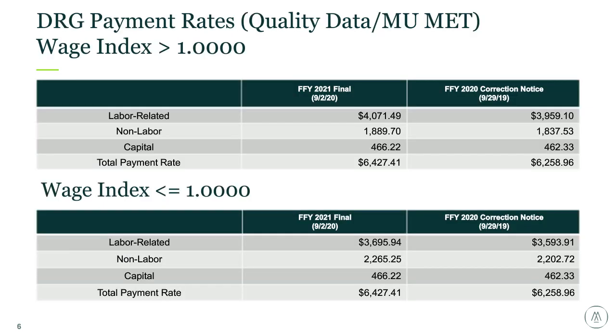So on your screen, we provided a comparison and a breakdown of the fiscal year 2021 DRG payment rates by labor, non-labor, and capital as compared to the current fiscal year 2020 DRG payment rates. Overall, these Medicare per discharge payment rates are a little bit more than $168 per discharge higher, or 2.69% greater than the current fiscal year 2020 rates. However, the final rates are approximately $20.69 lower than the rates that were previously proposed in the IPPS rule earlier this year.